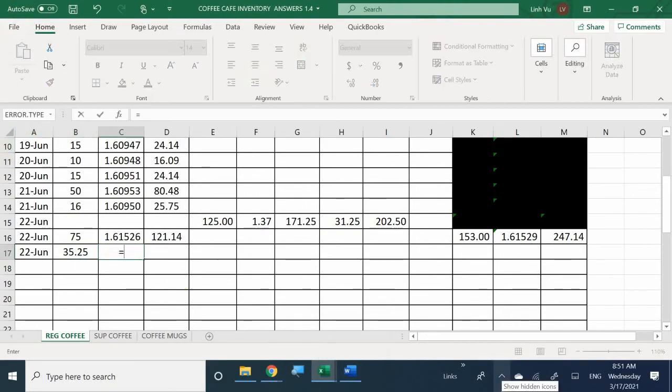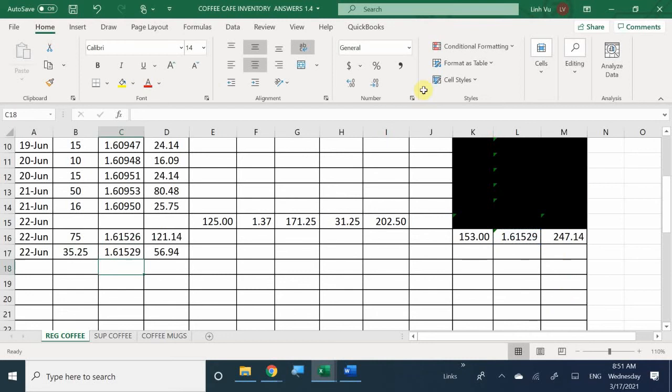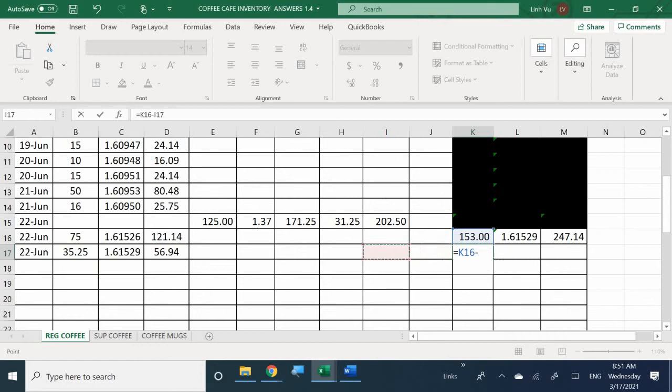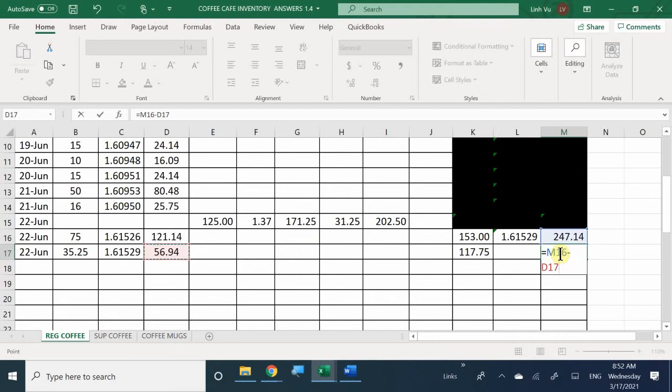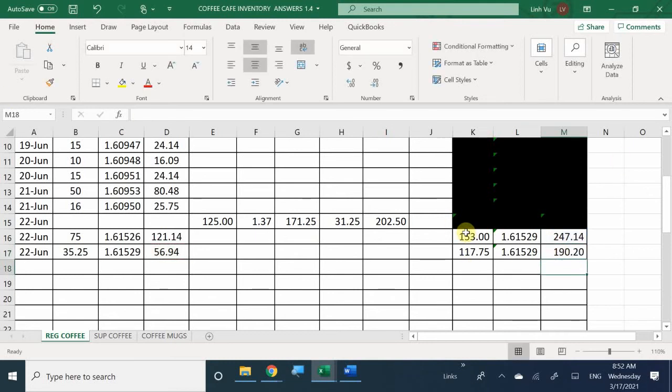Okay. At this price unit. So we definitely need an equal round. So what is going to be my total cost of goods sold? 56.94. Okay, so let's update my inventory right here. So how much should I have left? 117.75. Good. And then how much total cost should I have left? 190.20. And here we are, cost per item.